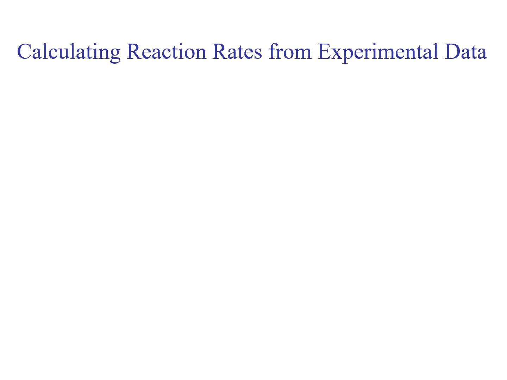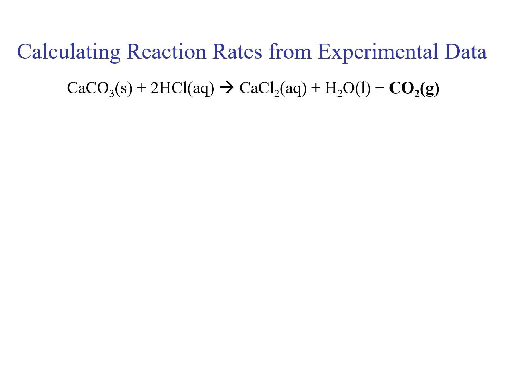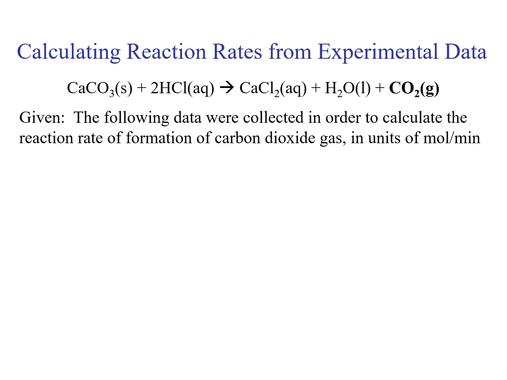We can also calculate reaction rates from experiments in which a gas is measured. Consider the following equation, in which calcium carbonate reacts with hydrochloric acid to produce calcium chloride, water, and carbon dioxide. Data was collected, and the reaction rate for the formation of carbon dioxide in units of moles per minute needed to be calculated.